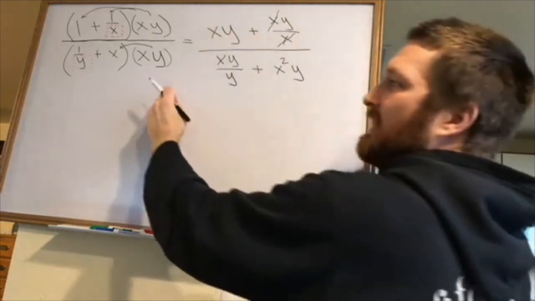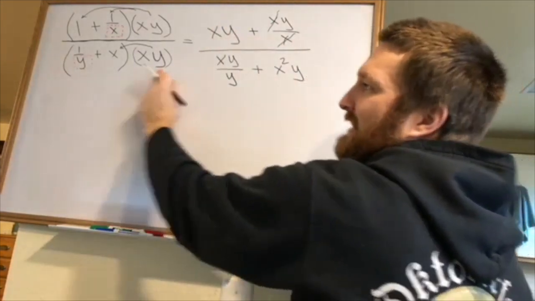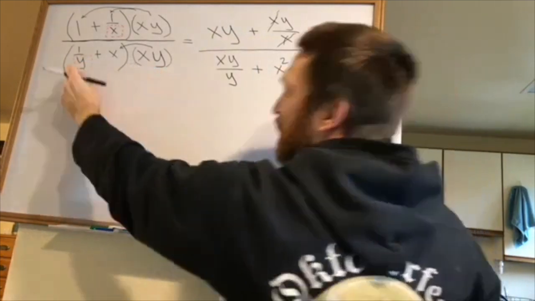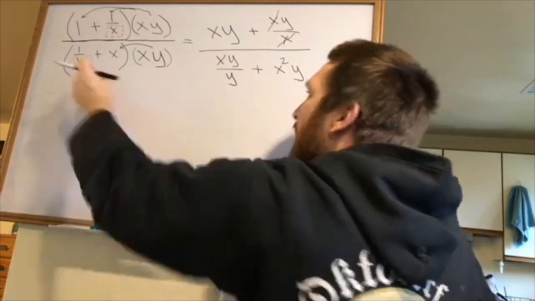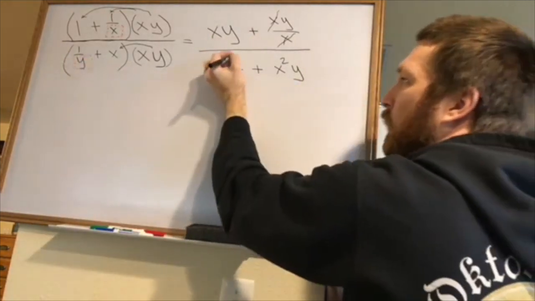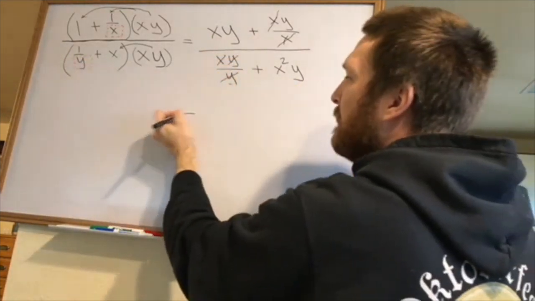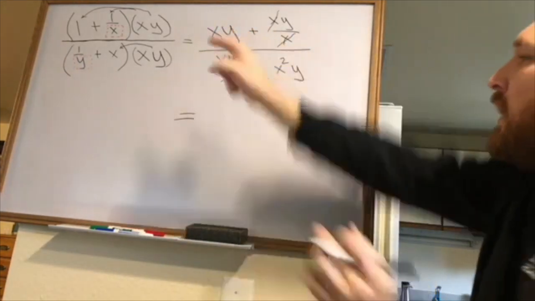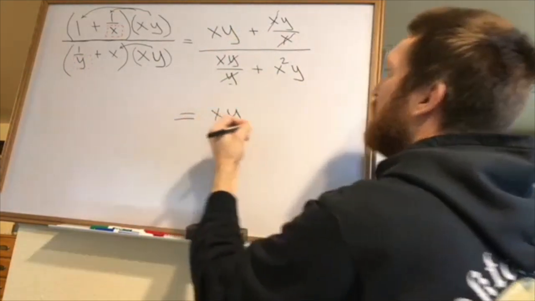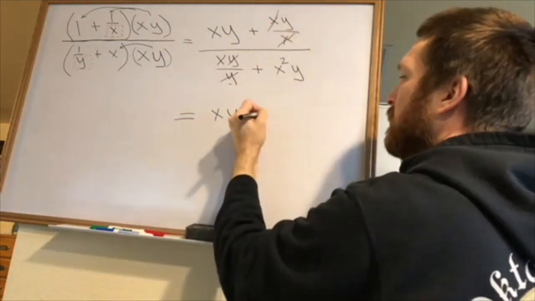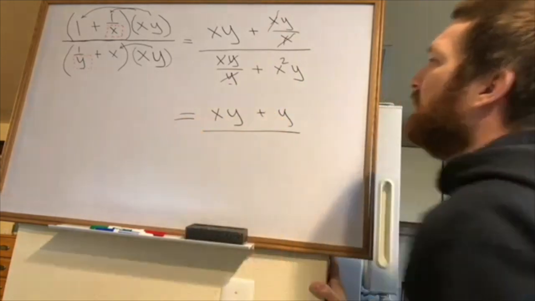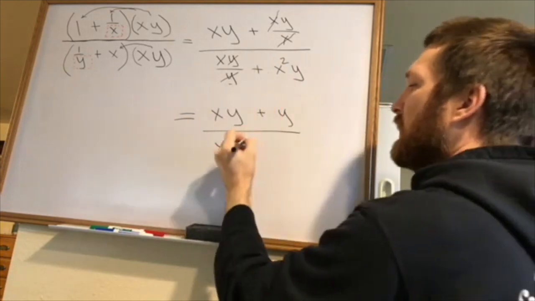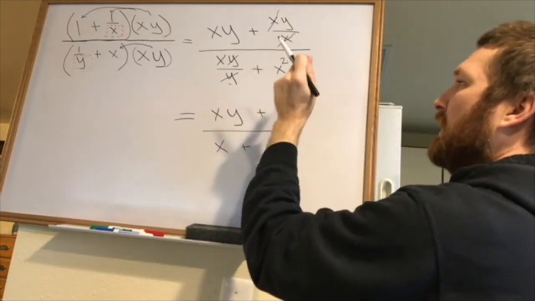Like for instance, the only reason that y is there is to kill that y. That's why I wrote him there in the first place, because I knew that that y needed to die. And yes, that's what happens when I have my y over y. But so then finally, let's see what we have. We have xy plus y. In the denominator, we have just an x plus x squared y.